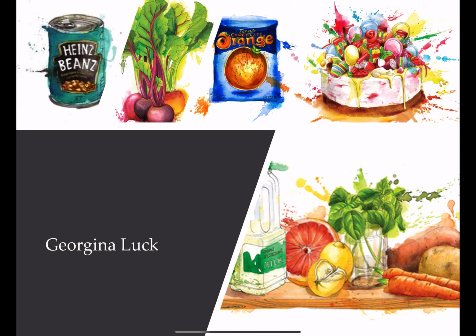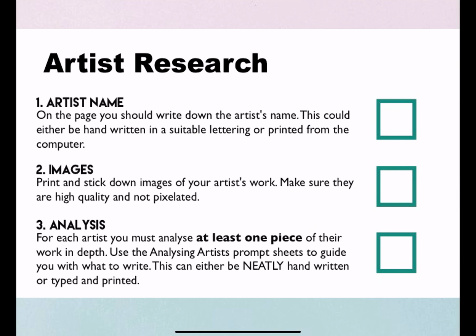And Georgina Look, a very different style. Again, a bit more slapdash. She uses a lot of loose inks. She does the sort of splatter effect often afterwards, which gives it a really fresh, modern look. And you can see some of the classic British foods that she's illustrated on there, so Heinz beans and chocolate orange and so on. So you're going to choose one of these artists.